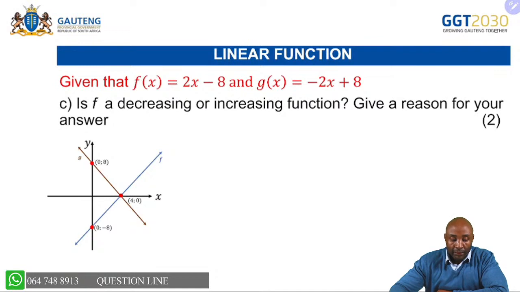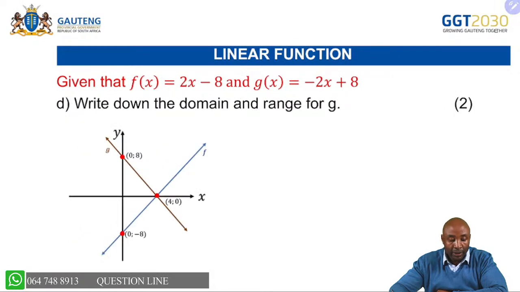Part C, we are supposed to indicate if f is a decreasing or increasing function. We give a reason for our answer. F of x becomes increasing. As your x values are increasing, your y values are also increasing, and it has a positive gradient. You can use that as your reason for either increasing or decreasing. Hence, f of x is said to be an increasing function, as x values are increasing, the y values are also increasing.